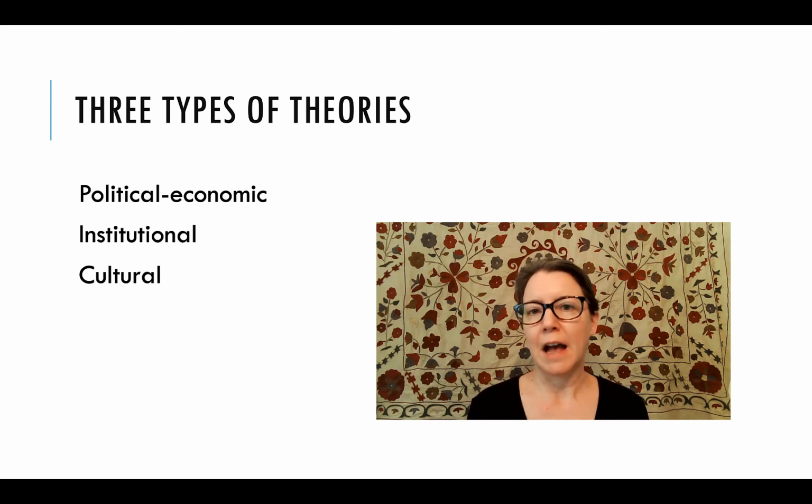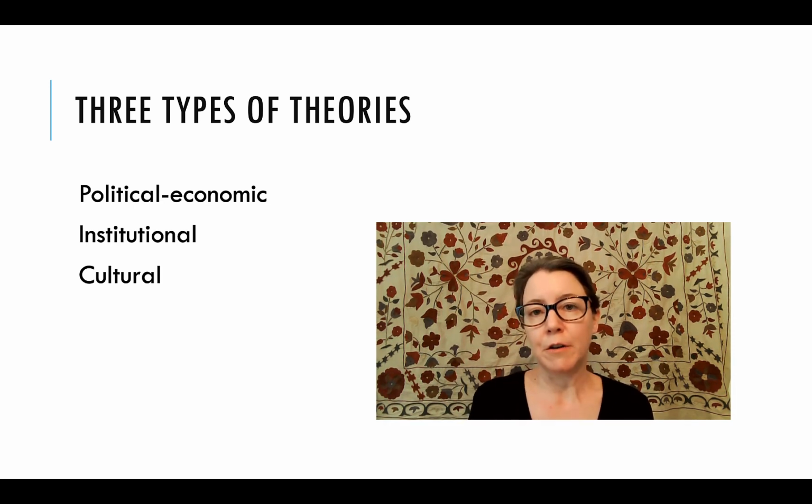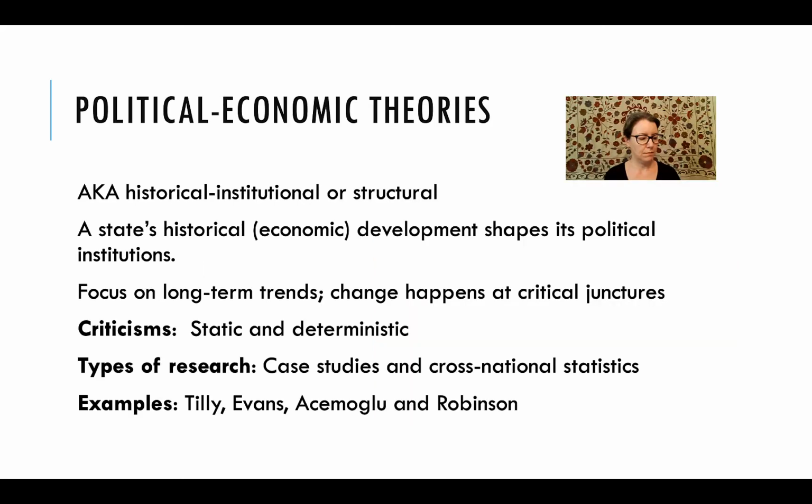There are three main categories of theory in comparative politics: political economic theories, institutional theories, and cultural theories. Understanding the difference between these is important because when you know what theory you're looking at, it'll help you really easily compare and contrast them in, for example, an essay that you might have to write for a class on comparative politics. This video briefly describes how each of these arguments work.